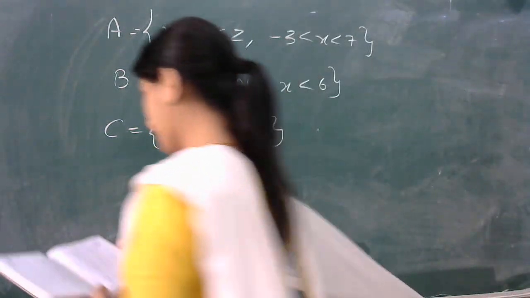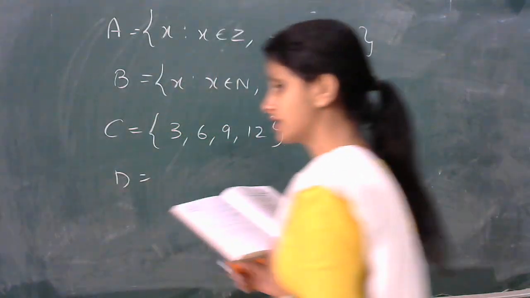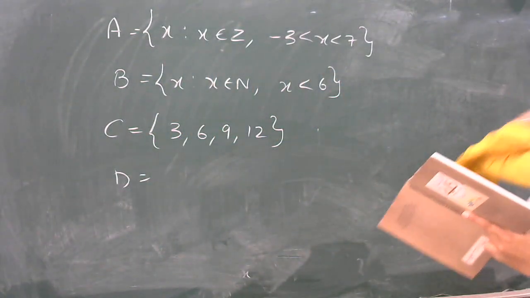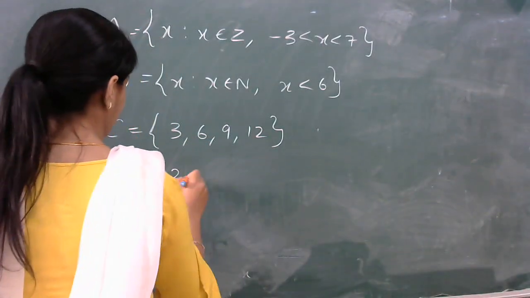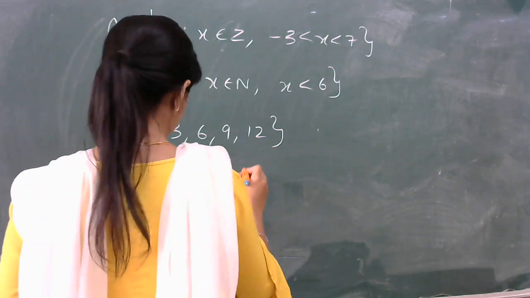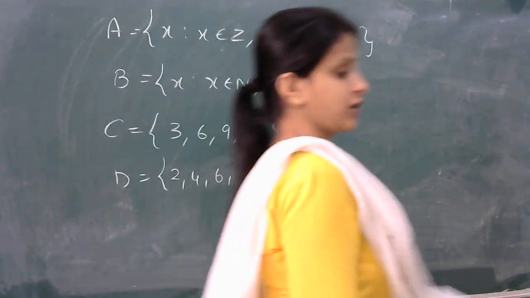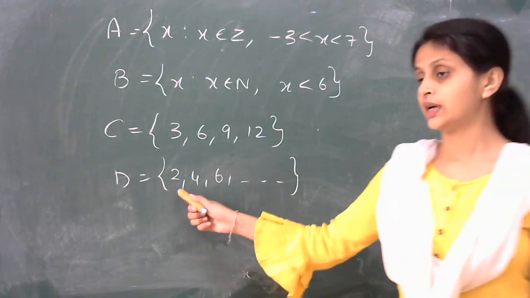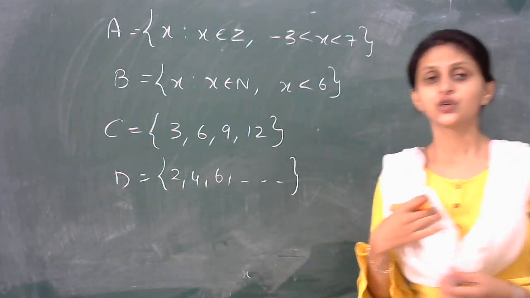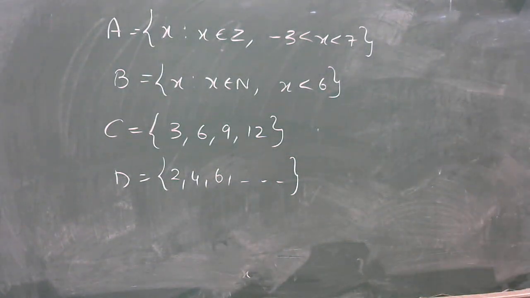If I take one more example, say B is equal to {2, 4, 6, and so on}, here again you can observe the elements of the set are listed. So the set is in tabular or roster form.